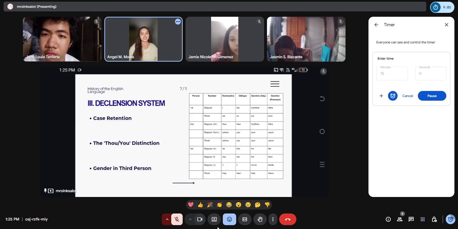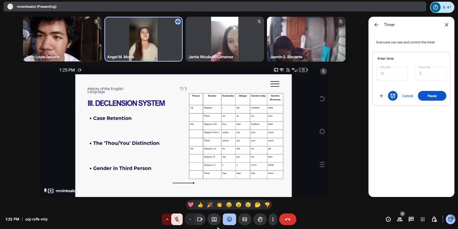And lastly is genitive. It is possessive. It marks ownership, relationship, or association between nouns. It answers the questions whose or of what. And now let's proceed to the declension system. As you can see, we have a table here.